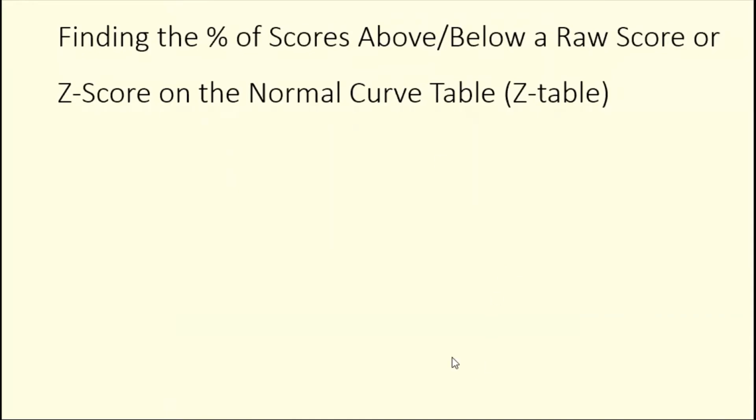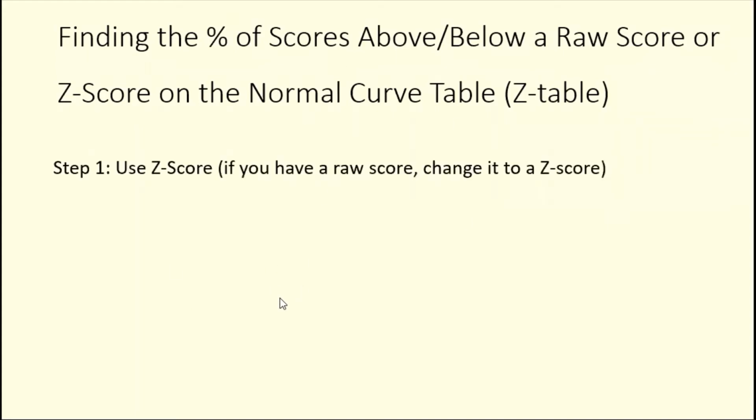And so to find the percent of scores above or below a raw score or a z-score on the normal curve table, or the z-table as we're calling it, there's a couple of different steps. And so with everything that we do, we're going to have these step-by-step processes. To find this percent, we're going to use our z-score.